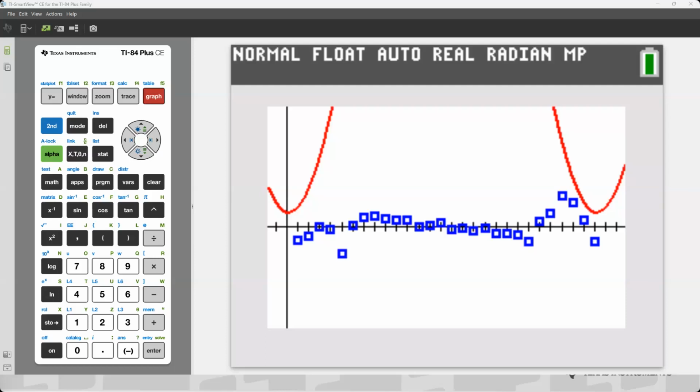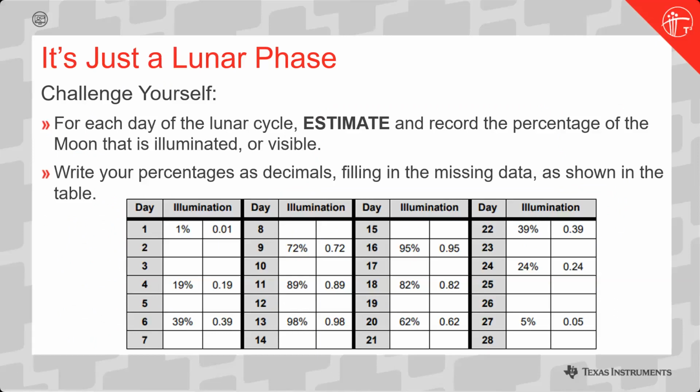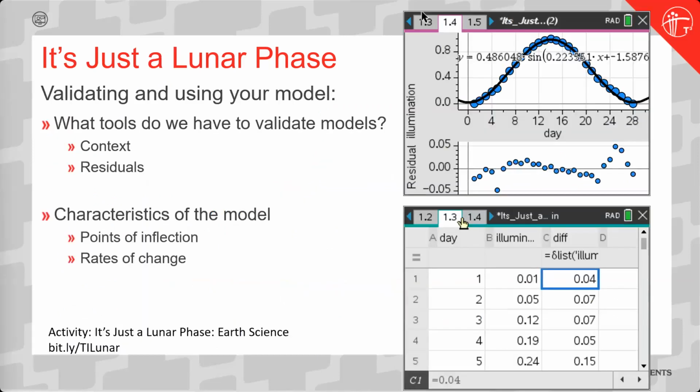So that's my little activity that I use to get students started on thinking about what trig functions look like. And then I would definitely go through and do a regression with them and have them think about the residuals. Someone had mentioned we should have known it was a sine function because a cycle really lends itself to this periodic function. So these are all tools that we have to validate models: the context and our residual.